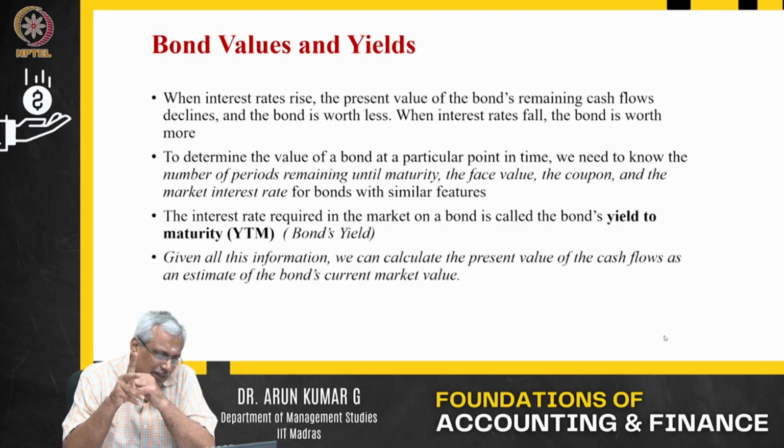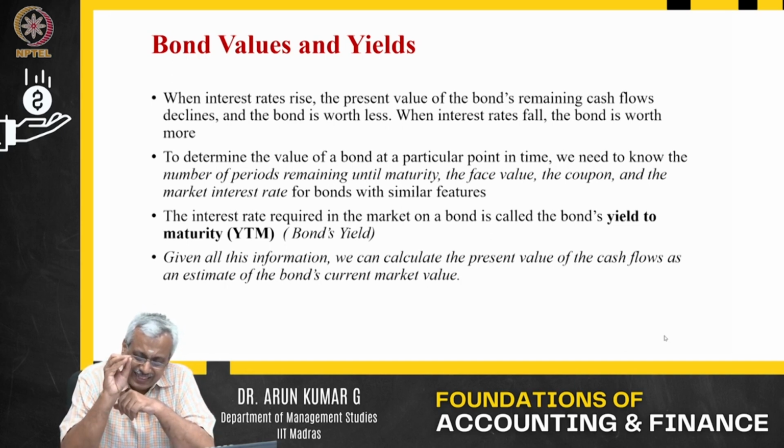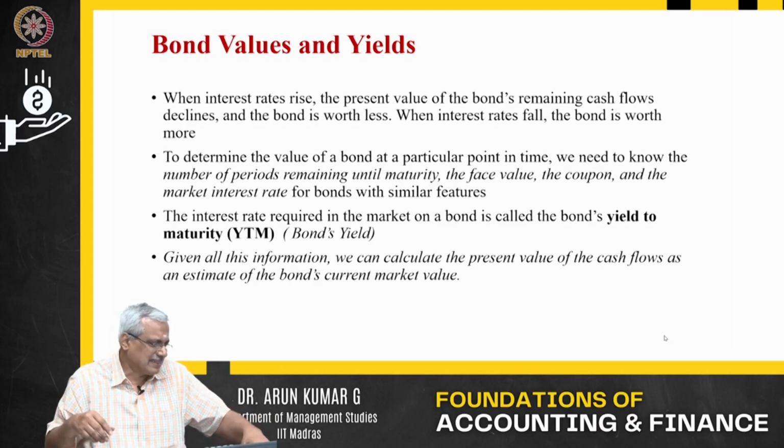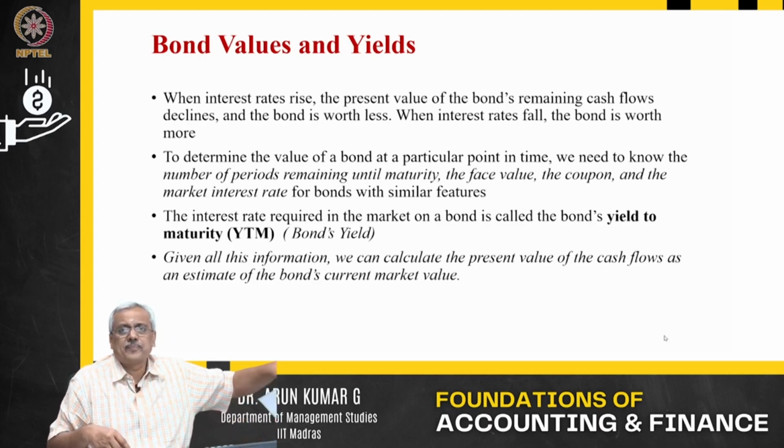Now we talk about the next aspect, what we call YTM, yield to maturity. The interest rate required in the market on the bond is also called the bond's yield to maturity. In this particular case, yield to maturity is 12%, till the date of maturity. So let us look at calculating the present value, and let's look at the next couple of basic aspects of the bond as we go along.